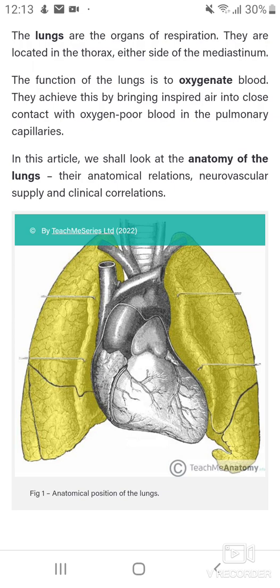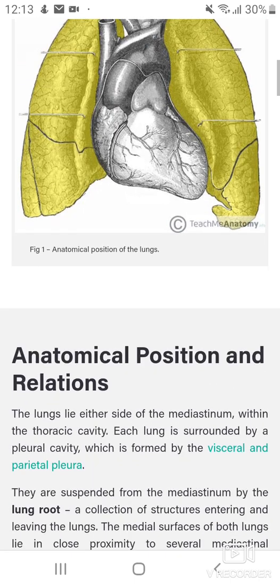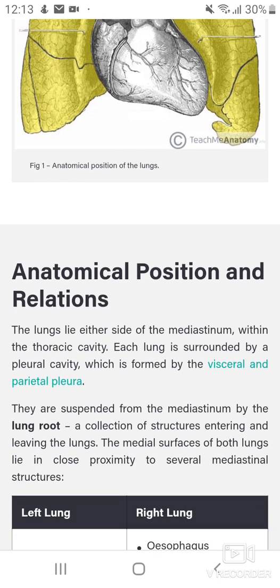In this article, we will look at the anatomy of the lungs, their anatomical relations, neurovascular supply, and clinical correlations. You can see the picture of the lungs. Now, we are discussing anatomical positions and relations.